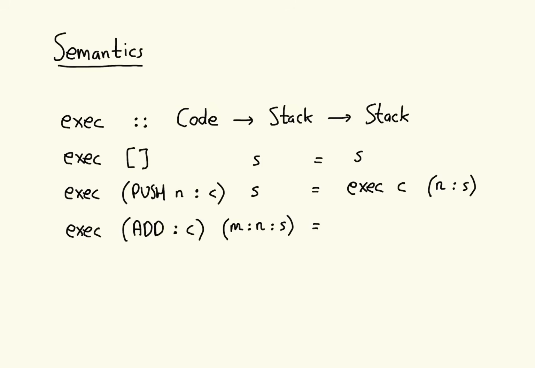And then in the final case, we have matched on the top two values on the stack, and we want to add them together. So this is also very simple. We're simply going to execute the remaining code C, and we'll add the two values N and M together, put them on the top of the stack, and that's us done. Okay, so this is the semantics for code: we simply take a stack as an input and we transform it using the operations in the code to give a final stack.